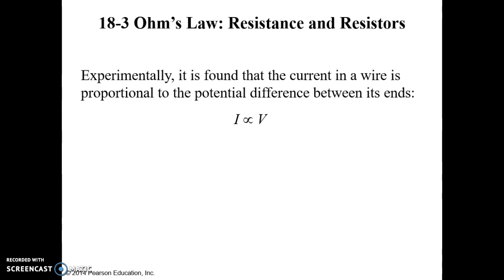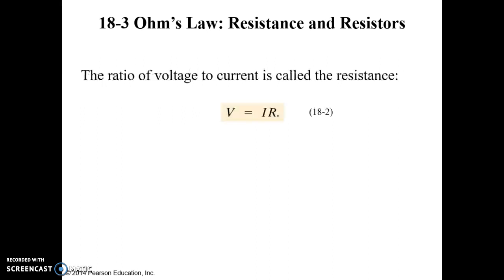Now, we're going to learn a very important law that we'll use very frequently, and that's Ohm's law. Experimentally, it is found that current in a wire is proportional to the potential difference between its ends. The equation you should box in your notes is V equals IR, where V stands for voltage, or potential difference, I stands for current, and the new variable R stands for resistance.